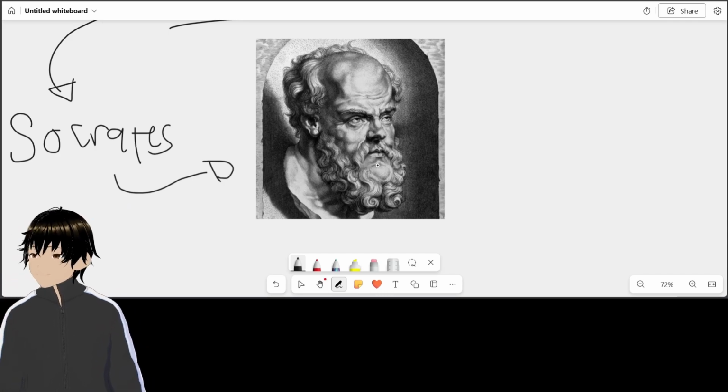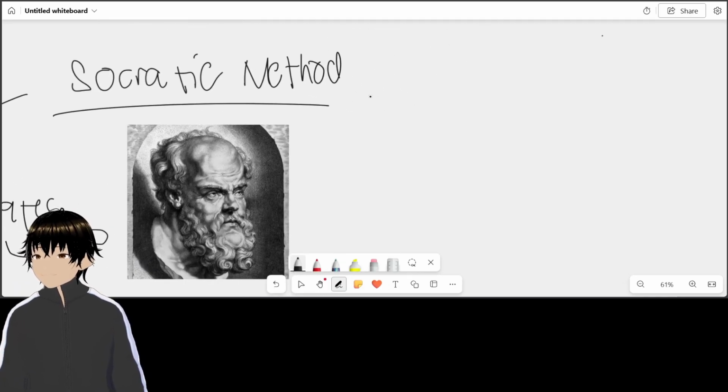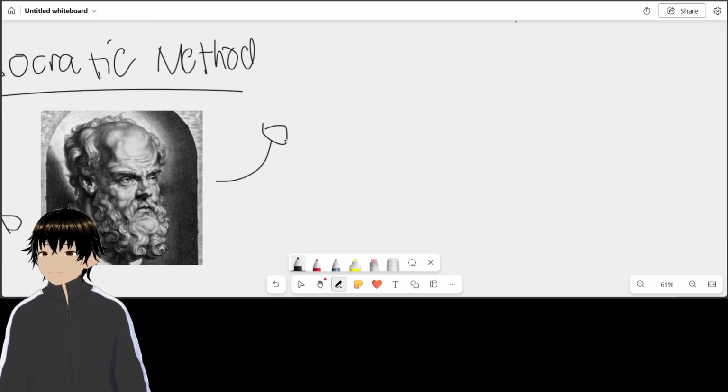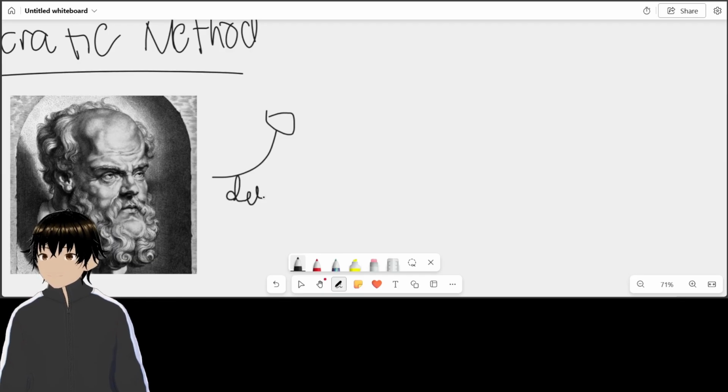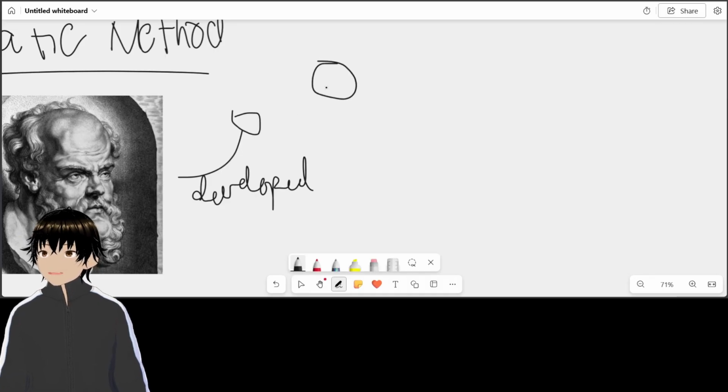Okay, and he developed this method with his interlocutors. And what we mean by interlocutors, okay? He developed this method with the people who he talks with, okay? Let's just draw a little Socrates here. Okay? Excuse my drawing.